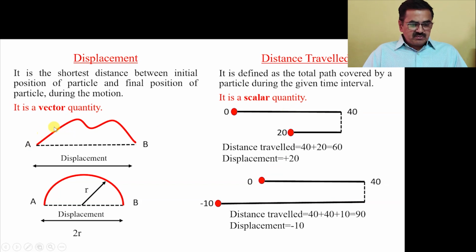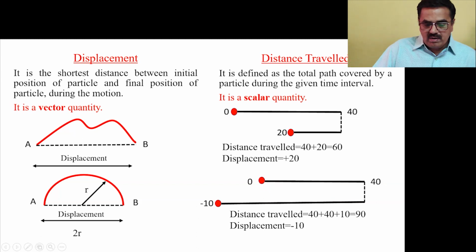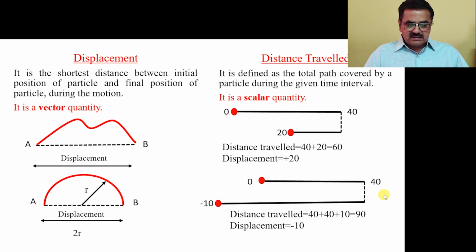So displacement is equal to plus 20. Here suppose if we consider this figure, the particle is traveling from A to B via this path. The shortest distance between the initial and final position is displacement, while the distance traveled is the length of this path traveled by the particle.